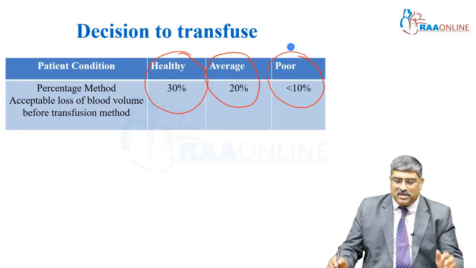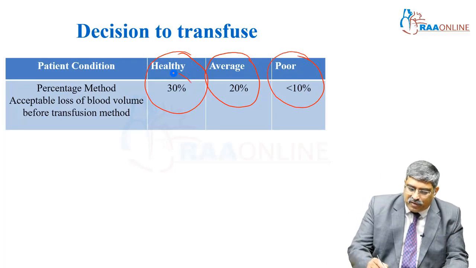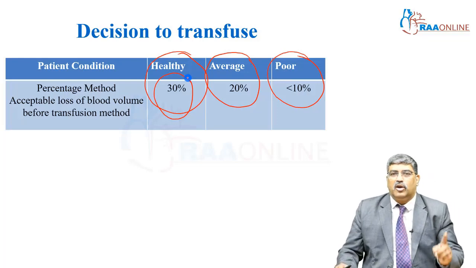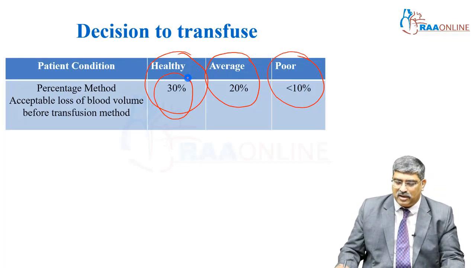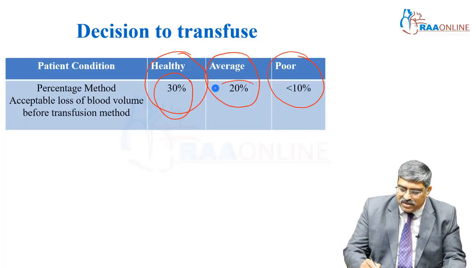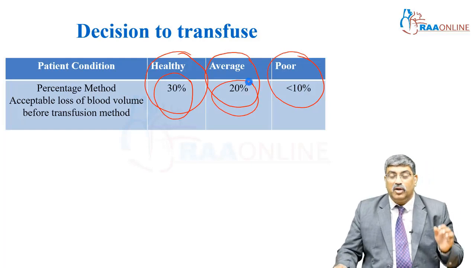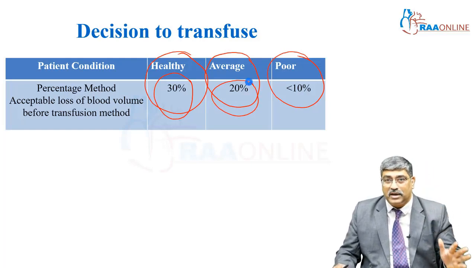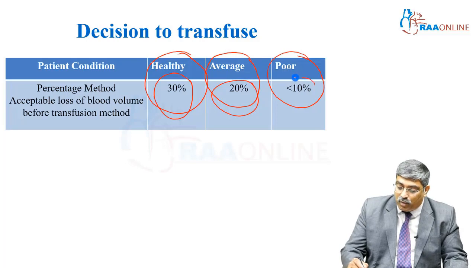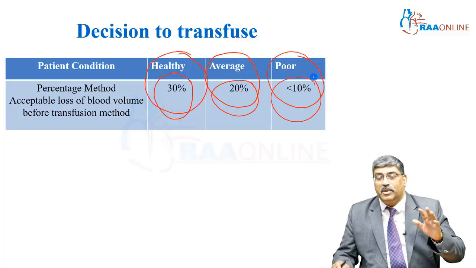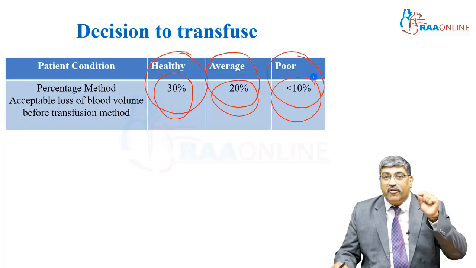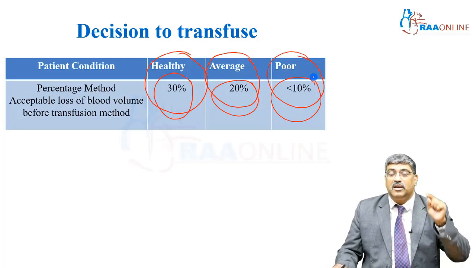So, in case the patient is healthy, if you lose about 30% of blood volume, you can go for an RBC transfusion. In an average patient, if the blood volume loss is 20%, you go for a transfusion, and in a poor patient with a lot of comorbidities, even if there is 10% volume loss, you have to go for an RBC transfusion.